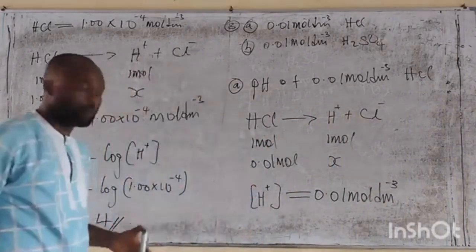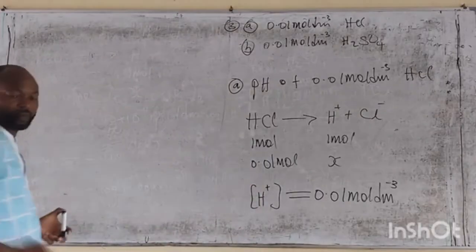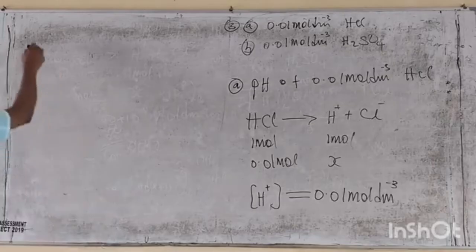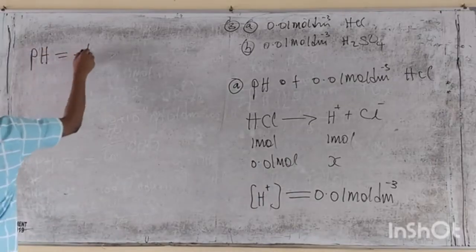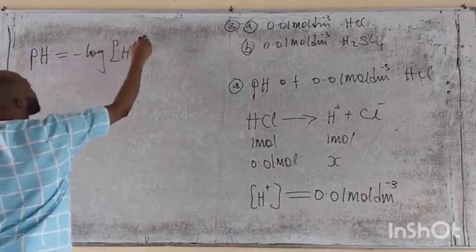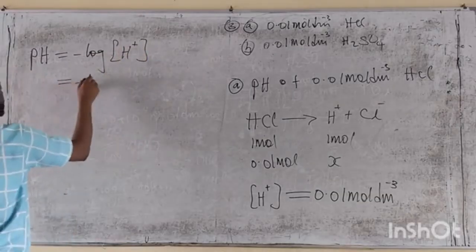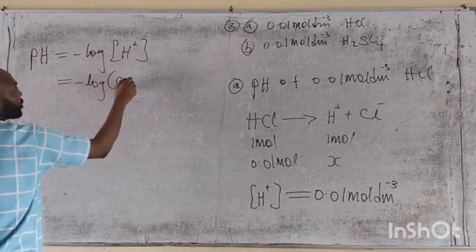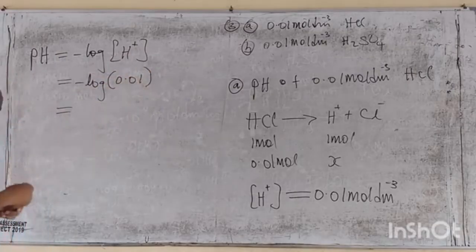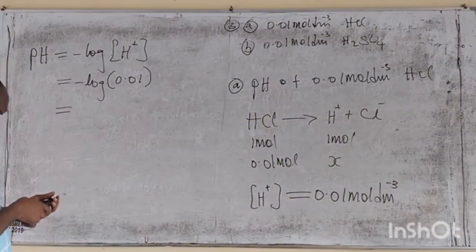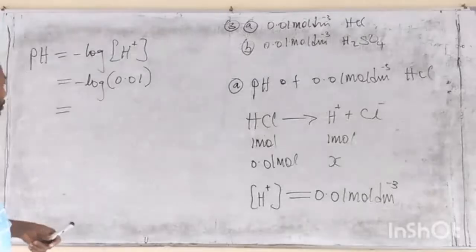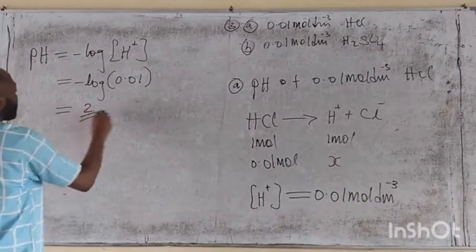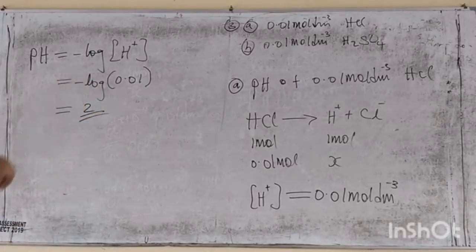Now, the pH then becomes pH equals the negative log of the hydrogen ion concentration, and this is equal to minus log 0.01, which is, let's see, 2. So the pH of the HCl using 0.01 mole is 2.